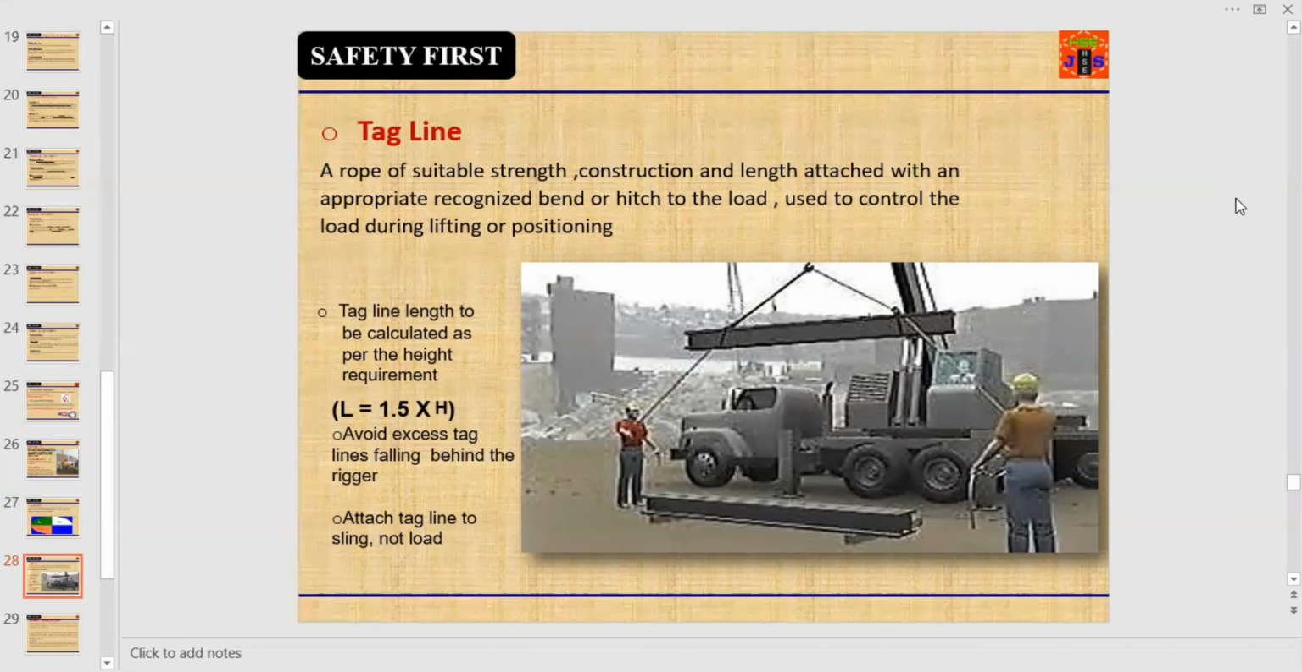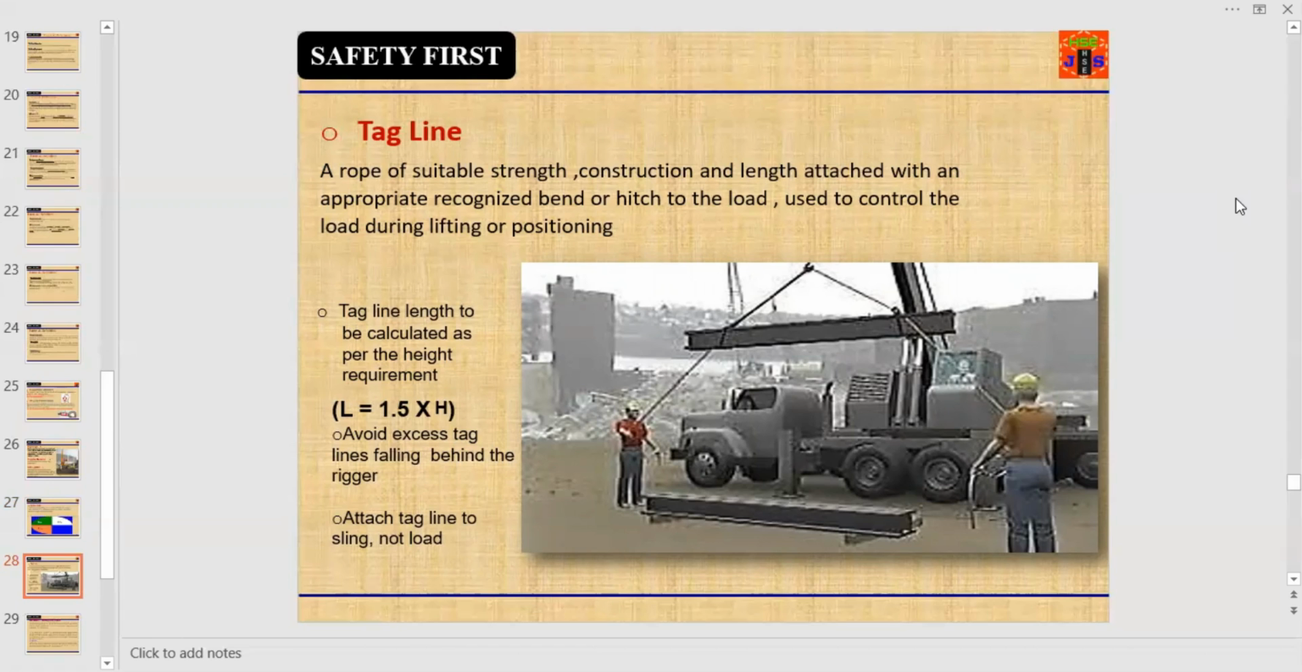What is a tagline and why is it used? A rope of suitable strength, construction, and length attached with an appropriate recognized bend or hitch to the load, used to control the load during lifting or positioning. Have a look at the photograph. Two persons are using tag lines in opposite directions to control the movement of the load.